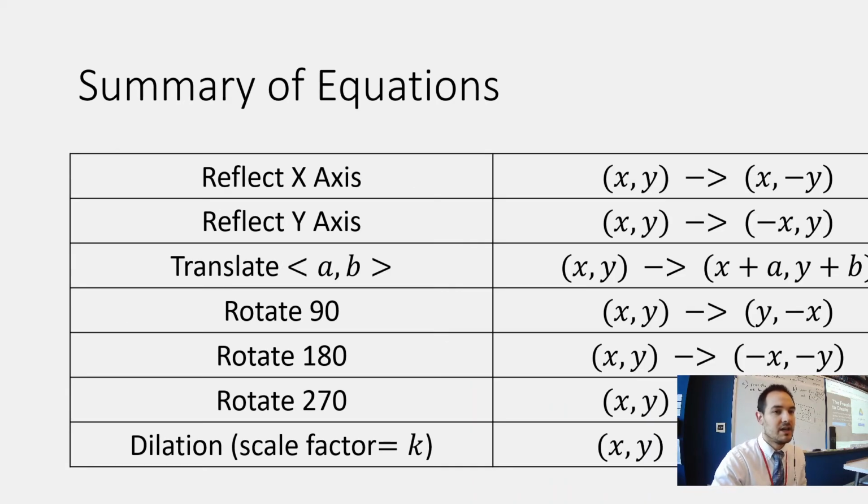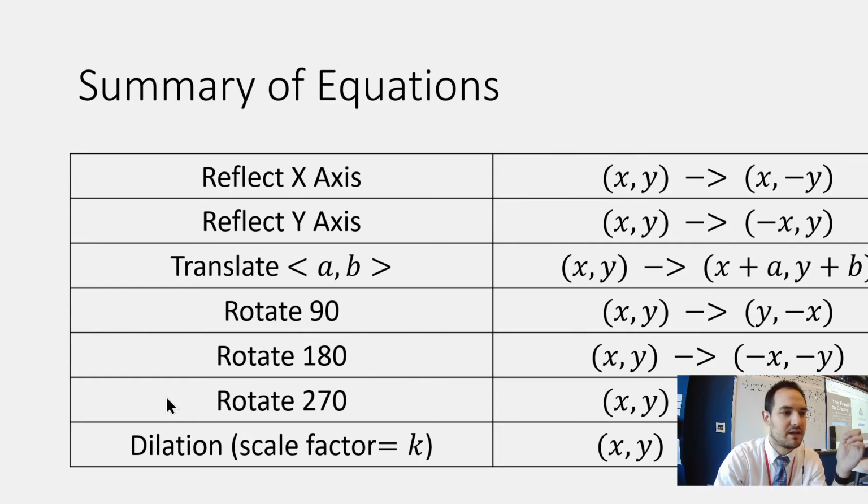So here is your most important slide. This is everything kind of in one place. So if you get nothing else from these notes, make sure you get these. You have your reflections, one for the x, one for the y. You have your translations with your vector telling you how to move it. And you have your 3 different rotations.